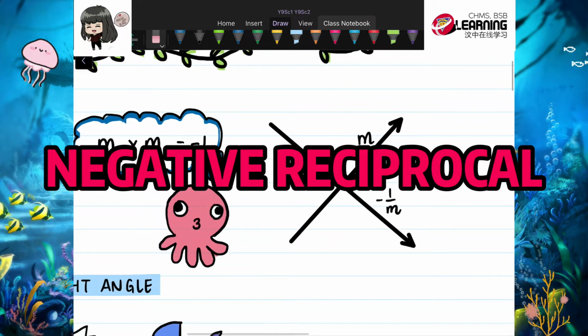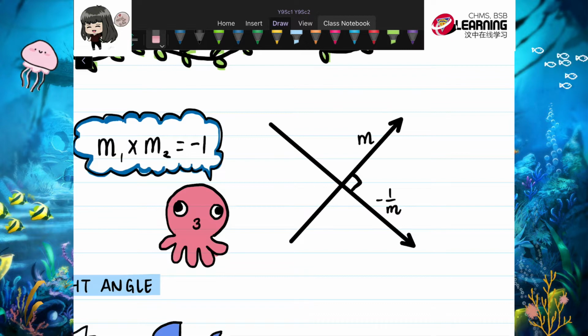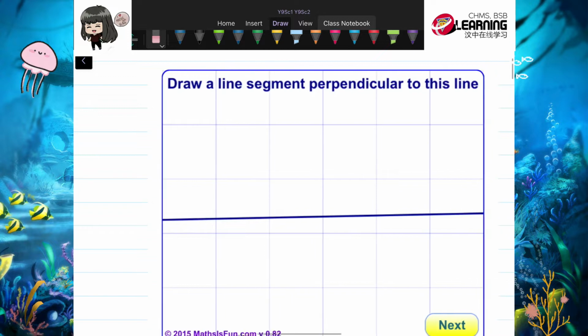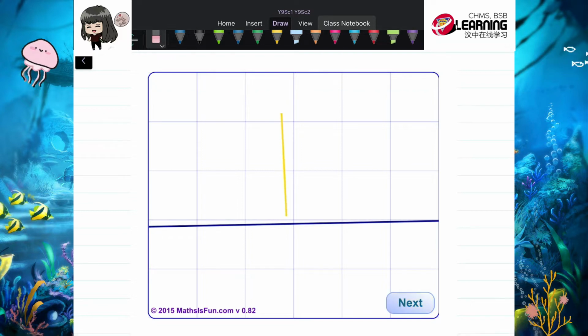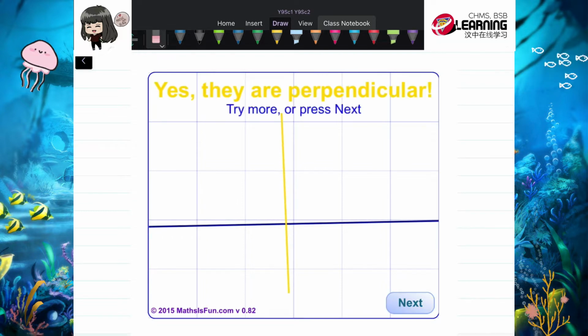Before I explain again what negative reciprocal is, let me first explain what perpendicular is. So this is a line. If we want to draw a perpendicular line, it must be 90 degrees like this.